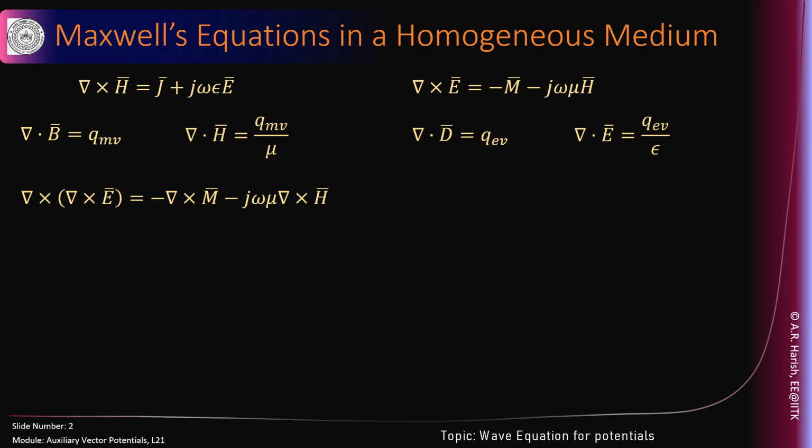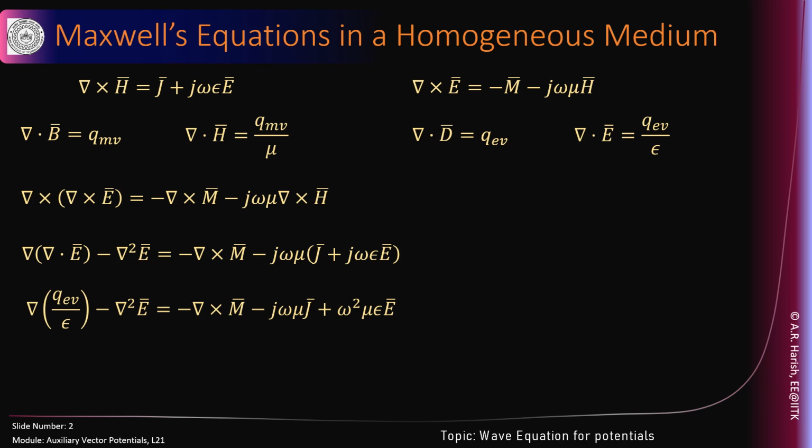Now let's take the curl equation, curl of E, and take curl of E, which is minus del cross M minus j omega mu del cross H. Now we know that curl of curl of a vector is gradient of divergence of the vector minus del square of the vector. This is a vector identity. Please remember that.